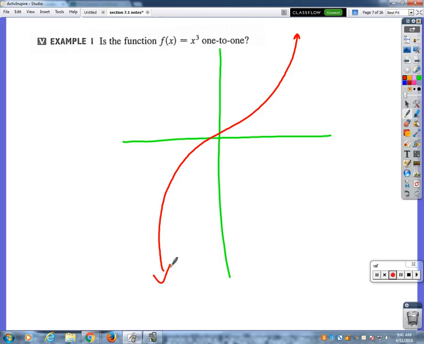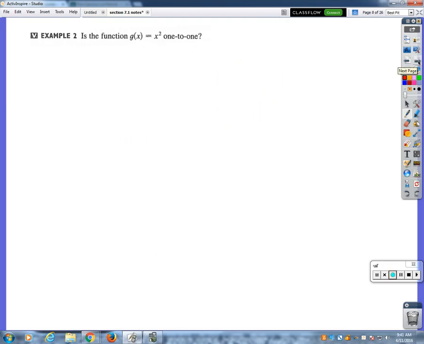Okay, so does this pass the horizontal line test? Yes, the horizontal line will never cross this graph more than once, right? So that means it's one-to-one, and so that means that its inverse would also be a function.